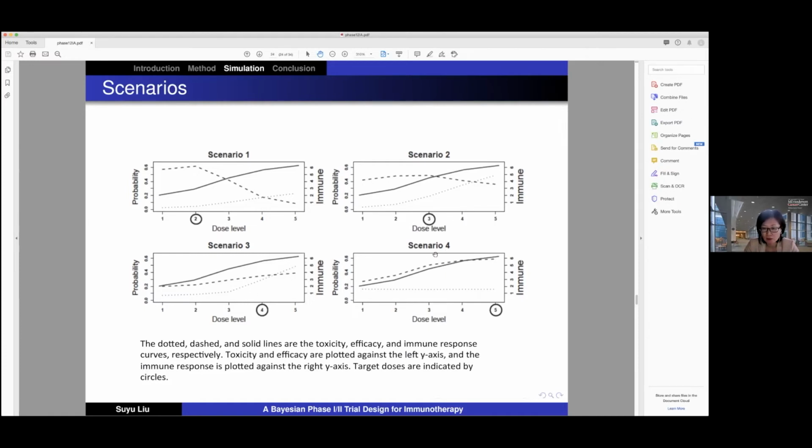And scenario four is more like the chemotherapy studies, where you have the efficacy keep increasing as dose increases. And the efficacy curve and immunotherapy curve increase at almost the same speed as dose increases. And the last dose, dose level 5, is the true optimal biologic dose.